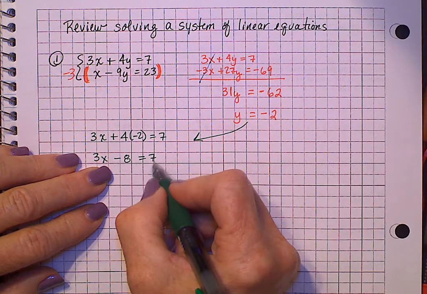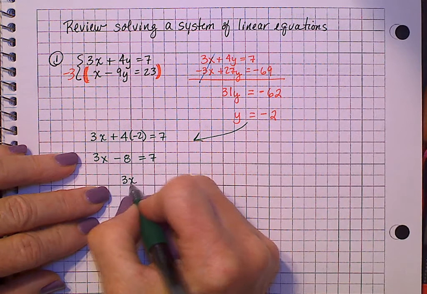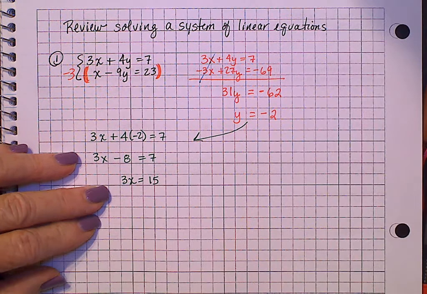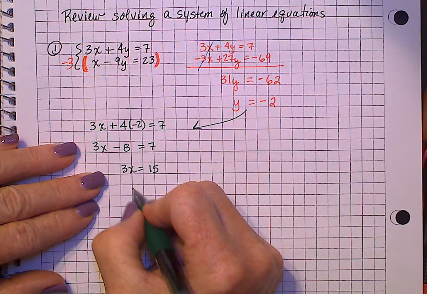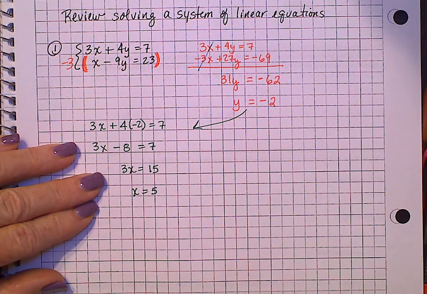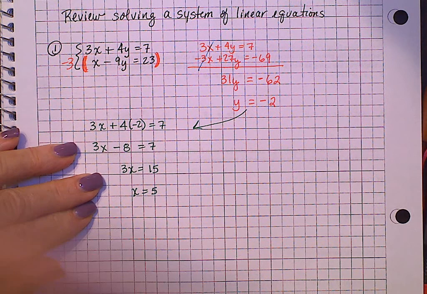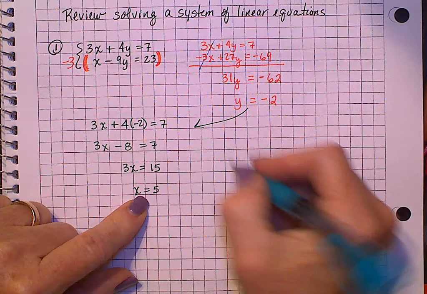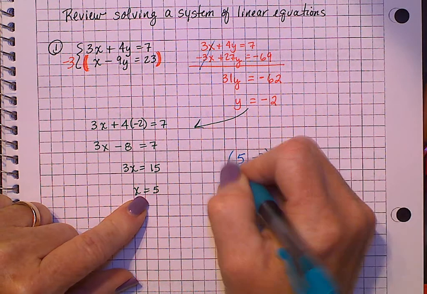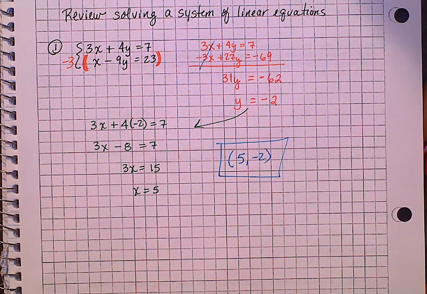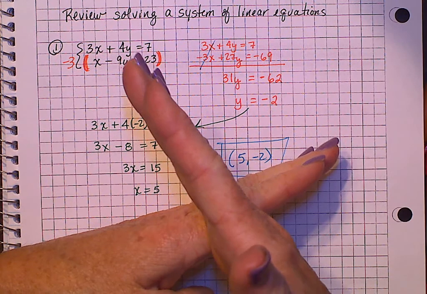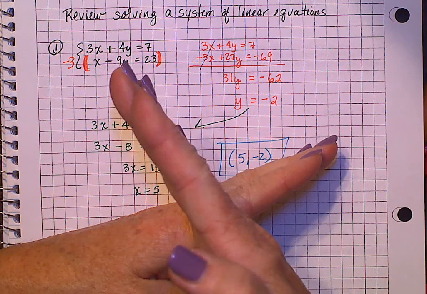Add the 8 to both sides. We have 3x equals 15. Divide out the 3. X is 5. So our final solution here, the answer, is this ordered pair. 5, negative 2. That's the answer. There is only one answer for a system of linear equations, because if you think about it, two lines crossing, they intersect at 1 point. So you're only going to get 1 point.